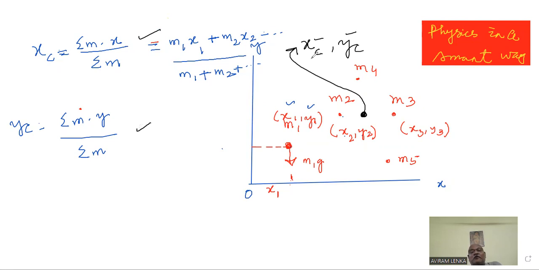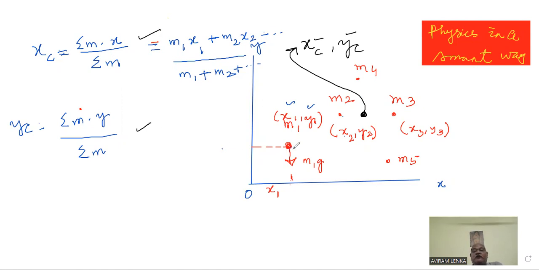If you want to find the x coordinate of the center of mass, the formula is sigma m into x by sigma m: m1 x1, m2 x2, m3 x3 plus m4 x4 plus m5 x5 till the last term is over, divided by m1 plus m2 plus m3 like that. Similarly, the y coordinate of the center of mass can be found using the formula you have already discussed, and with a little bit of thought, you can realize it.